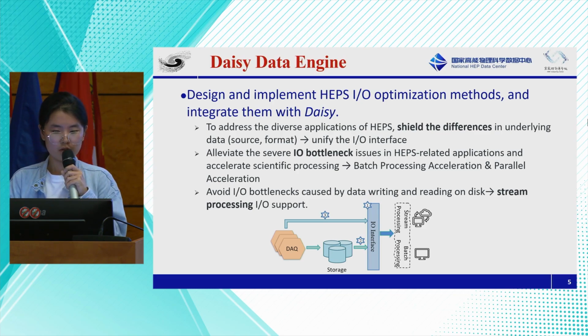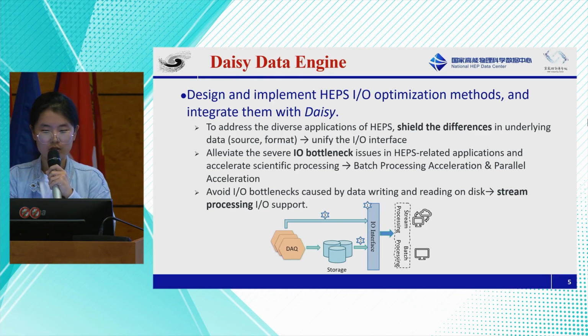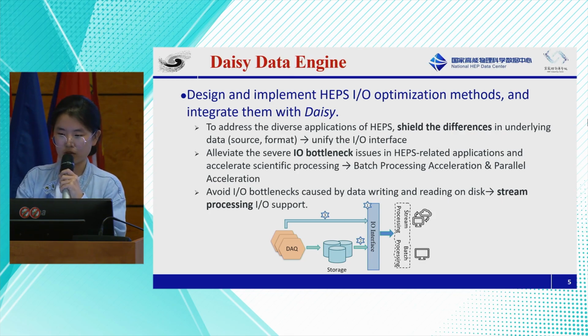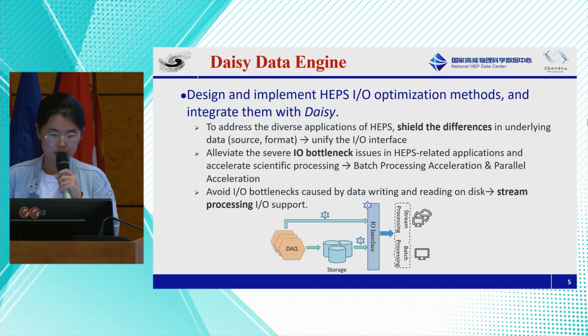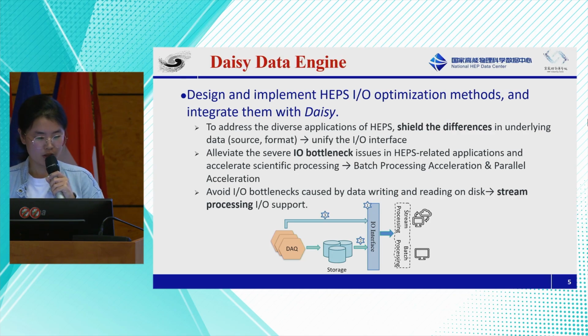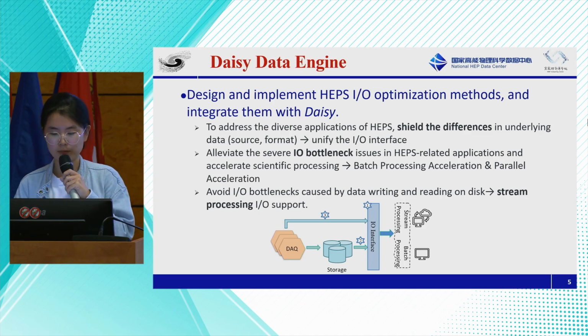First, to address the diversity of applications in HEPS and the differences in underlying data sources or data formats, we design a unified I/O interface. Furthermore, to speed up I/O during batch processing, we use batch processing acceleration or parallel acceleration methods. And last, to further avoid the I/O bottlenecks caused by data writing and reading on disk, we introduced streaming processing I/O in DAISY.